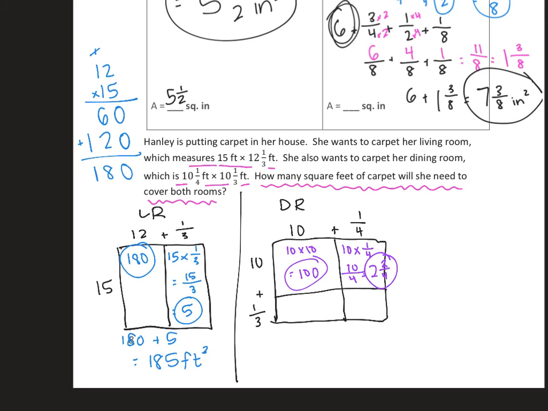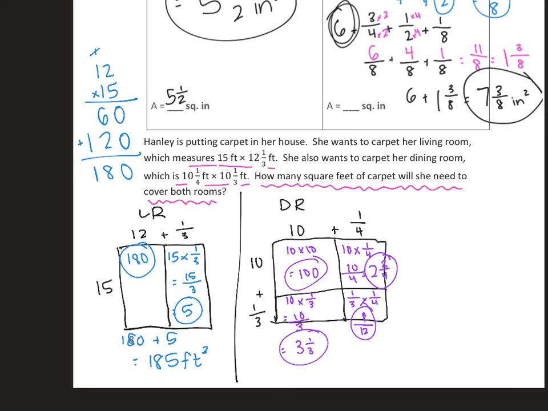All right. Next, we have 10 times 1/3, which is going to give us 10/3. Okay. And again, we're going to simplify that. So 3 goes into 10 3 times. Then you have 1/3 left over. All right, that's our third partial product. Next, I'm going to multiply 1/3 times 1/4. And that's going to give me 1/12.